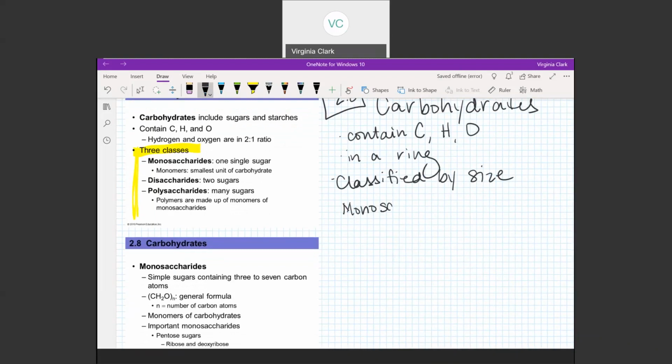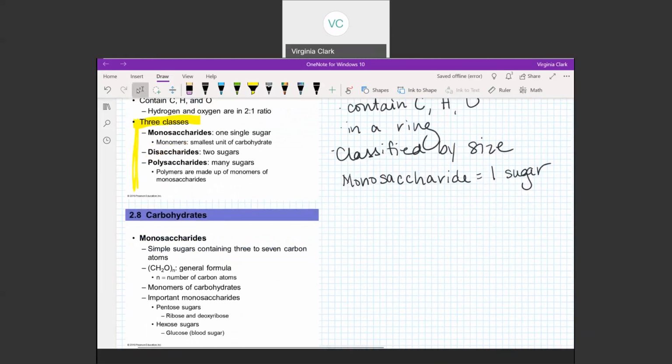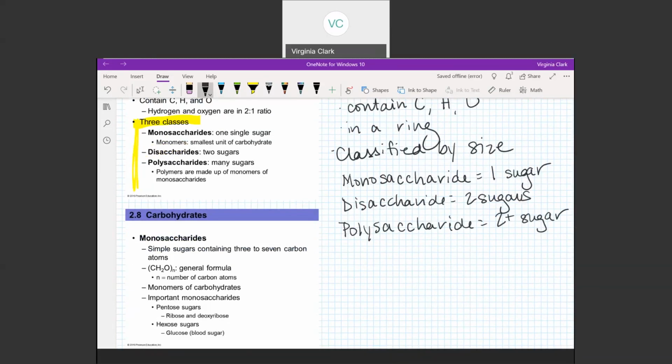Monosaccharide. Mono means 1, so this will be 1 sugar. Carbohydrate and sugar is synonymous. Disaccharide is going to be 2 sugars. So that's slightly bigger, whereas polysaccharide is going to be more than 2 sugars. So it could be 15, it could be 3, it could be 500. It's just 2 plus sugars.